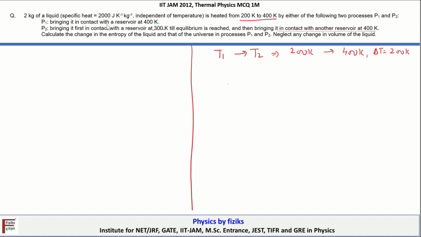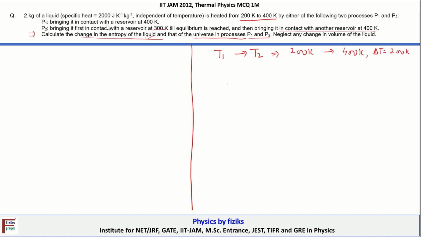What is the objective? We have to calculate the change in entropy of the liquid and that of the universe in processes P1 and P2. Neglect any change in the volume of the liquid. In order to calculate the entropy change of the universe, we also need to calculate the entropy change of the reservoir, so that collectively the entropy change of the liquid and the entropy change of the reservoir will determine the net entropy change of the universe during these two different processes.